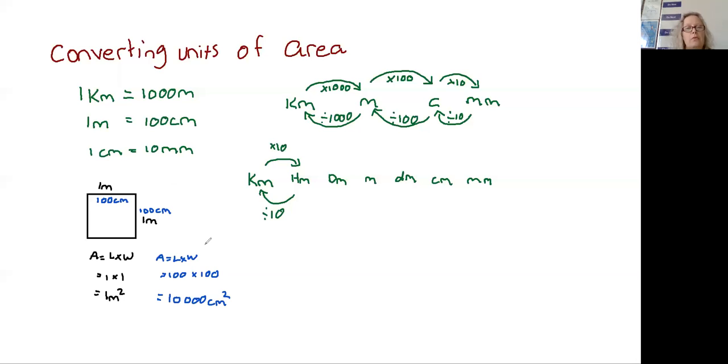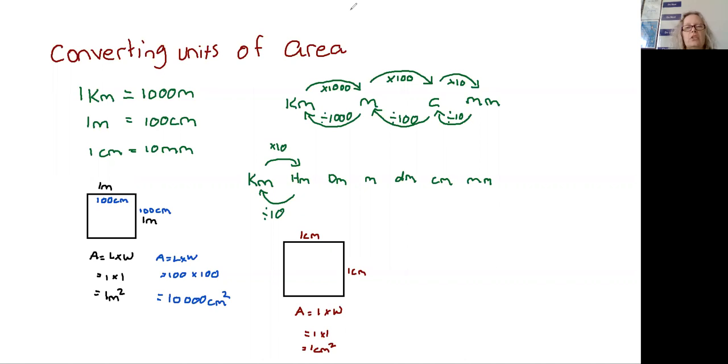I'm going to do the same thing, going from centimetres to millimetres. How many square millimetres in a square centimetre? You think about that while I draw the picture. This is 1 centimetre and this is 1 centimetre. So the area is length times width, which is 1 centimetre times 1 centimetre, which is 1 centimetre squared.